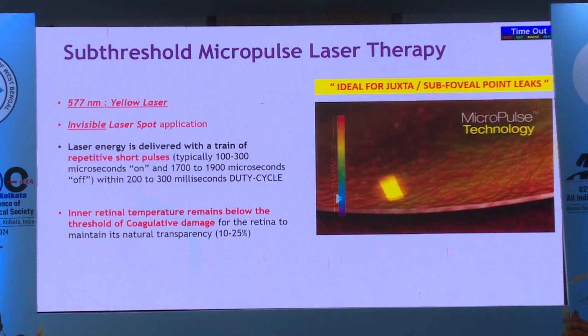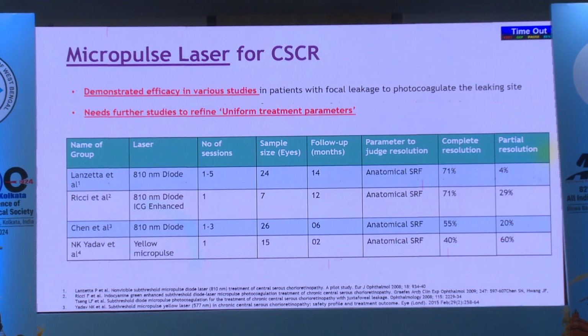Yellow laser is preferred, where the short pulses of laser don't damage the RPE but stimulate the RPE. Various studies have shown that for subfoveal and juxtafoveal leaks, micropulse laser is very effective, but the problem is that currently there is no consensus on uniform treatment parameters. It has to be based on a threshold test burn and titrated to 50% of the threshold burn.